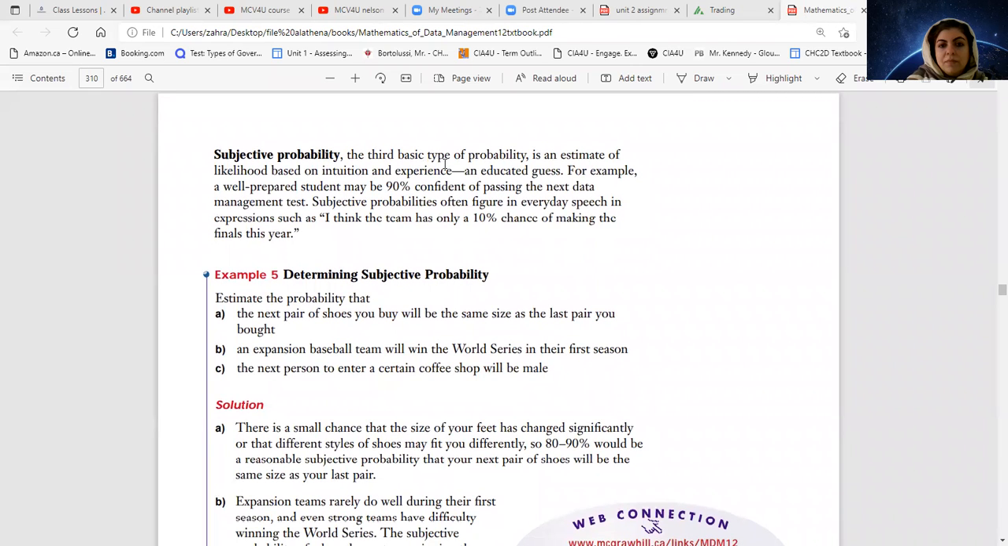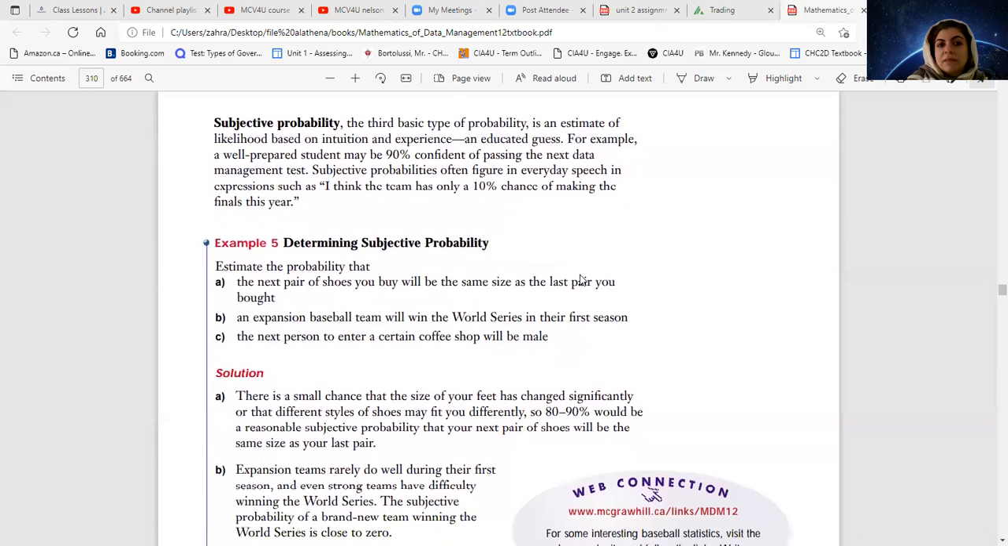Subjective probability, the third basic type of probability, is an estimate of a likelihood based on intuition, experience, and educated guess. For example, we say that we are 90% confident of passing the next data management test. Subjective probability shows up in everyday speech in expressions such as, I think the team has only a 10% chance to win. I think tomorrow is like a 70%. I'm sure that tomorrow is going to be rainy. Those are based on an estimate of likelihood, like guessing. It would be the subjective probability.